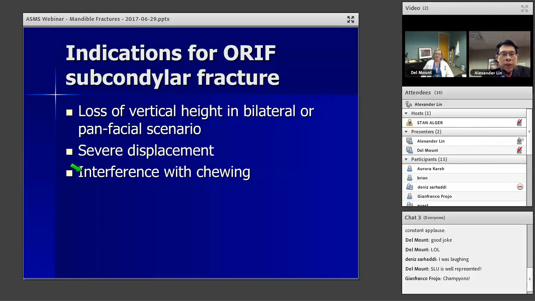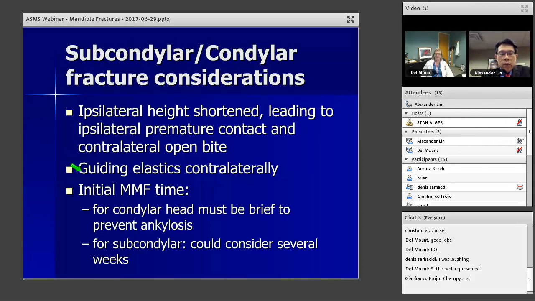Usually it's really what we did in the previous slide, which is maxillomandibular fixation in a very calculated way.